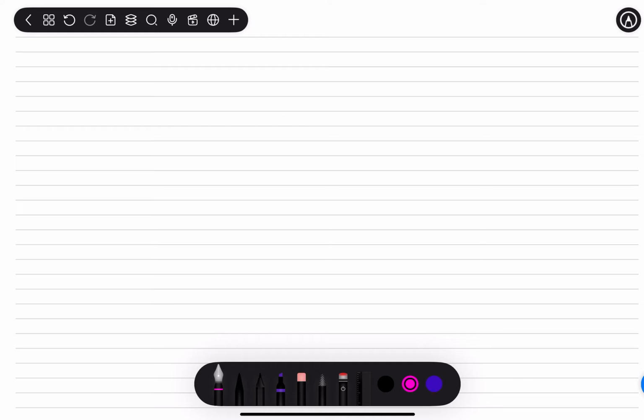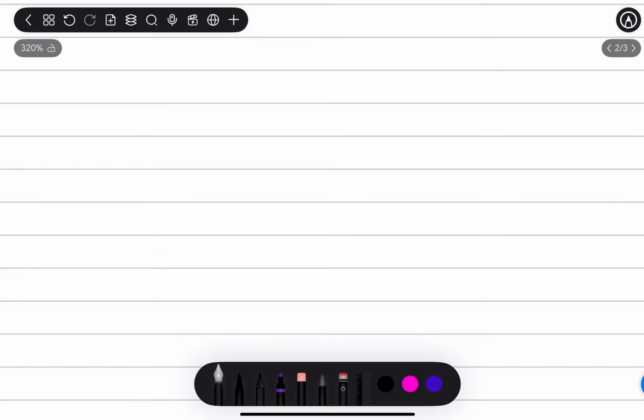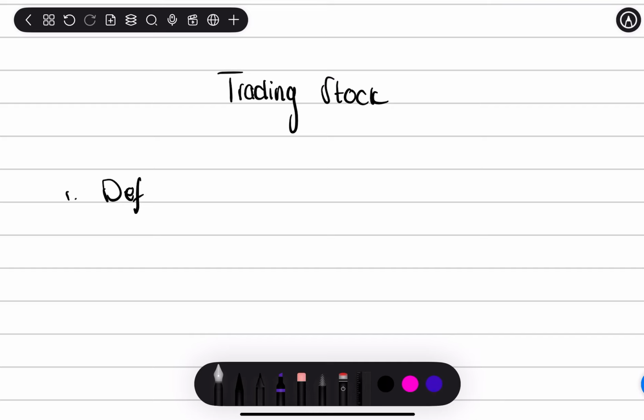Today, we're tackling a concept. Let's get our black pen out again. A concept called trading stock. One, either it's a deficit or it is a surplus.